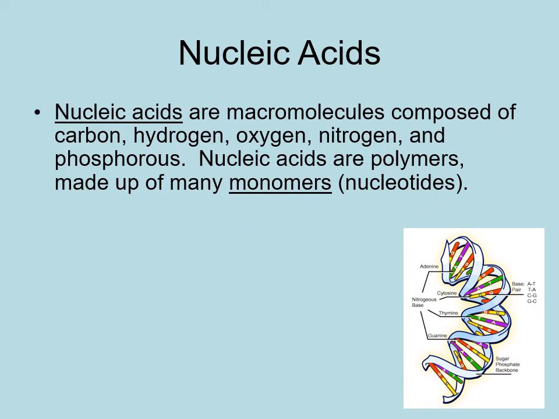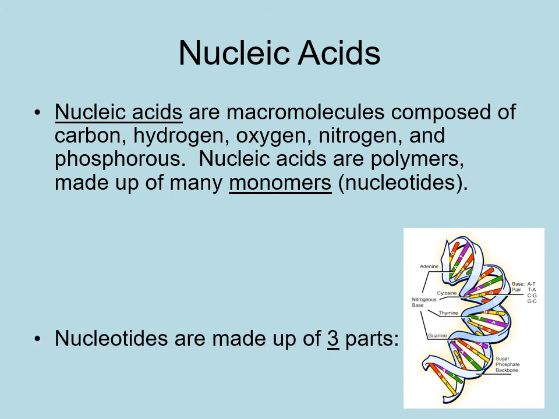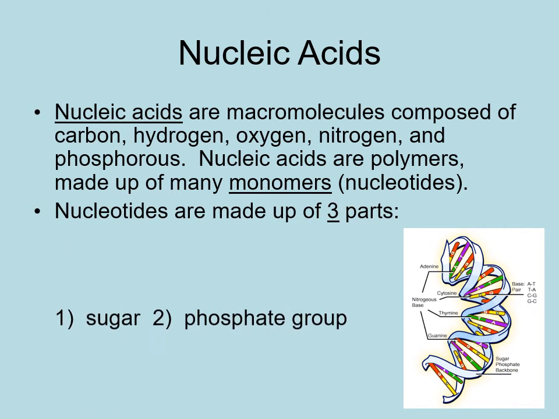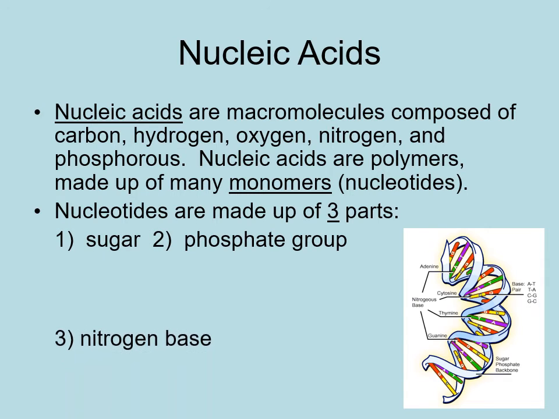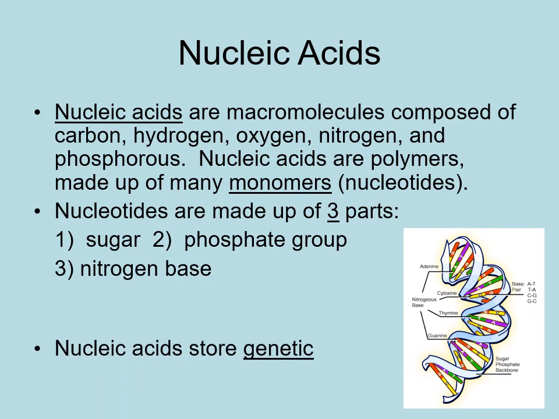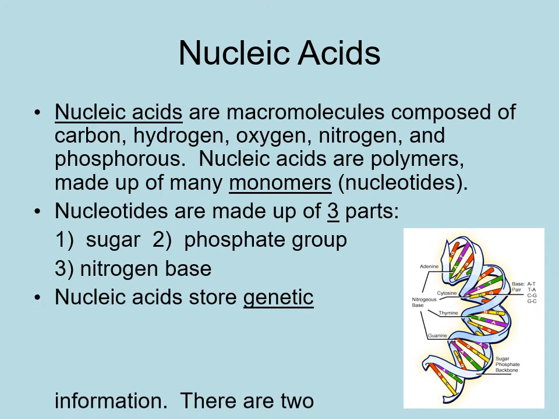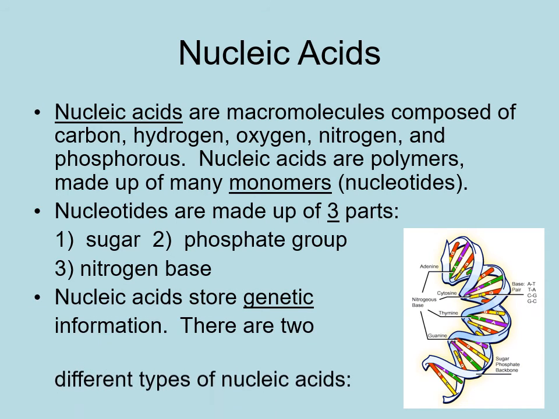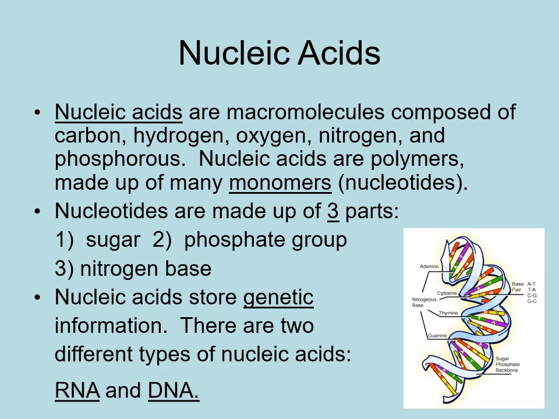All right, nucleic acids. These are macromolecules composed of carbon, hydrogen, oxygen, nitrogen, and phosphorus. Nucleic acids are polymers made up of many monomers called nucleotides. They're made up of 3 parts, which are a sugar, a phosphate group, and a nitrogenous base. Nucleic acids store your genetic information, and there are 2 different types of nucleic acids. There's DNA, which is deoxyribonucleic acid, and RNA, which is ribonucleic acid.